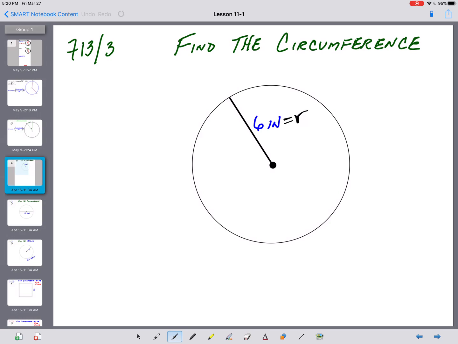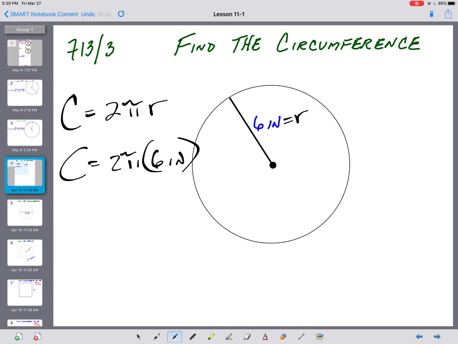So we've got two formulas. Let's use this one here: circumference equals 2 pi r. Plug it in, 2 pi times 6 inches. We can put our answer two different ways. One way is just multiply 2 times 6. That's going to be 12, and then times pi inches. Or in our calculator, we're going to go 2 times pi times 6.